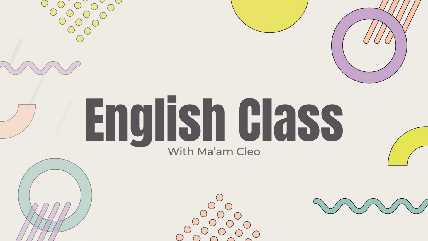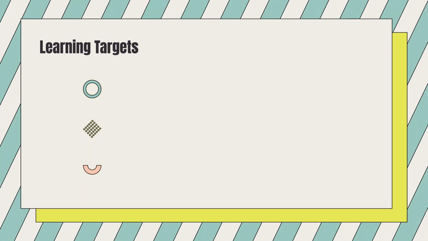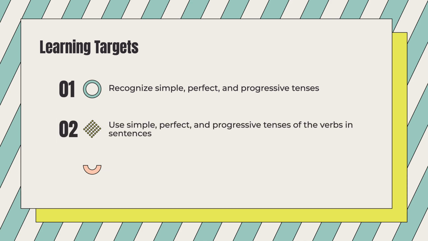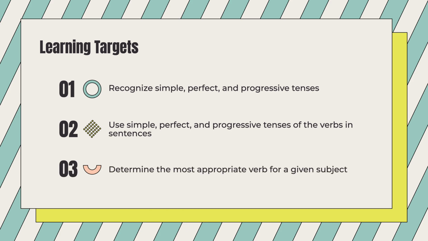Before going to our lesson, let us first take a look at our learning targets. By the end of this lesson, you should be able to recognize simple, perfect, and progressive tenses, use simple, perfect, and progressive tenses of verbs in sentences, and determine the most appropriate verb for a given subject.